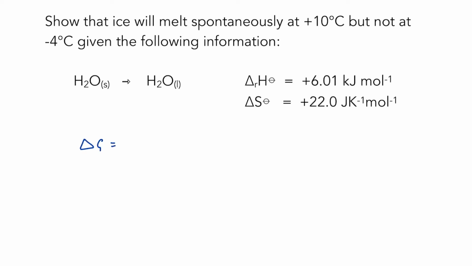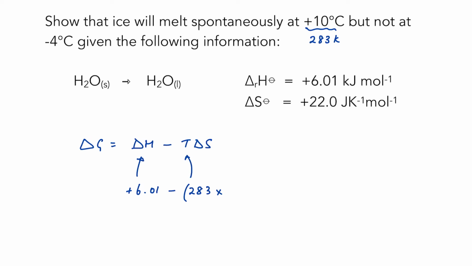So first things first, delta G equals delta H minus T delta S. I have got an enthalpy change. It is plus 6.01. I have a temperature. My first temperature I'm going to look at is 10 degrees C. This needs to be in Kelvin. So 10 degrees C is 283 Kelvin. So that is going to be minus 283, and that is times the change in entropy.